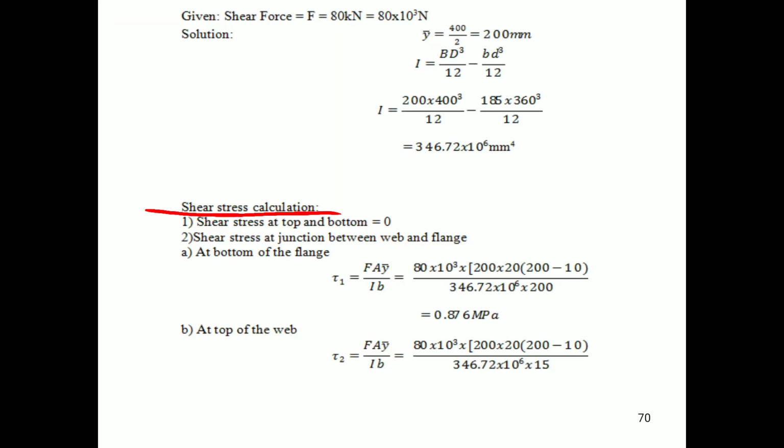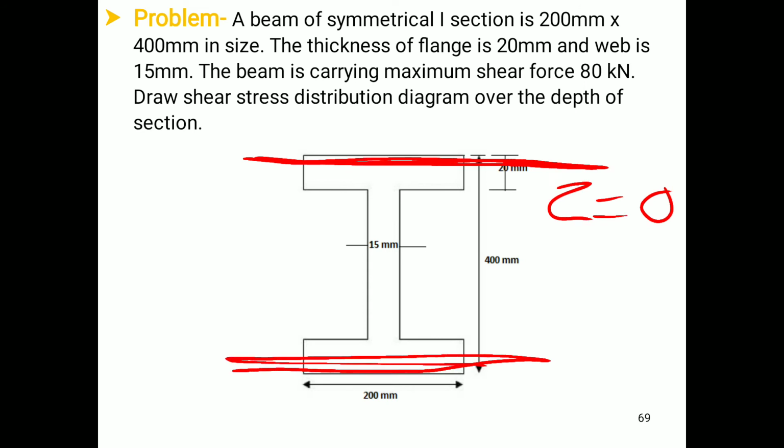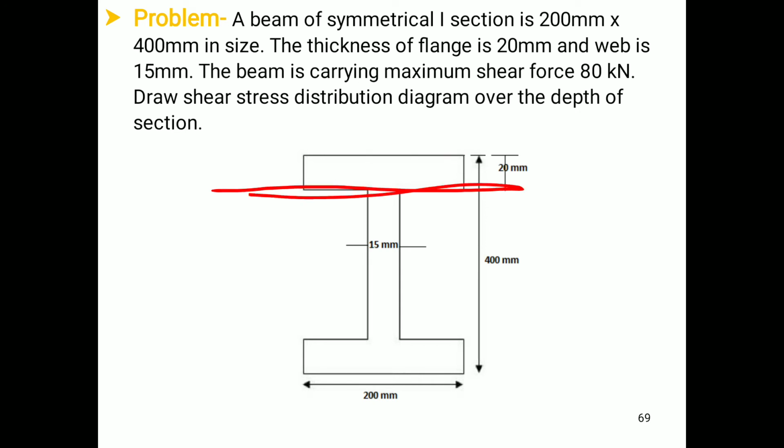Now, as discussed earlier, all of you know that the value of shear stress will be 0 at the top and bottom of the flange. At the top of flange the value of shear stress will be 0, and at the bottom of flange the value of shear stress will be 0, because at the extreme fiber the value of shear stress is 0. Now we have to find out the value of shear stress at the junction of flange and web.